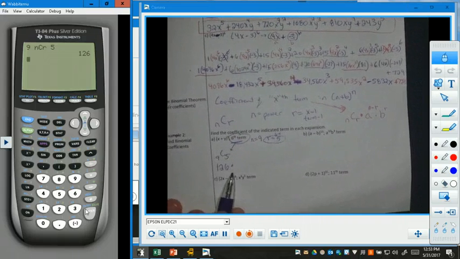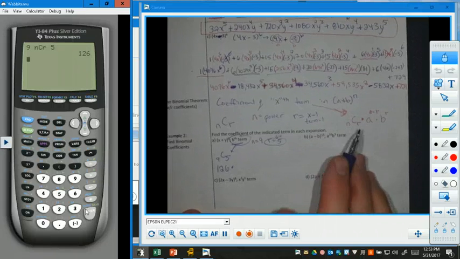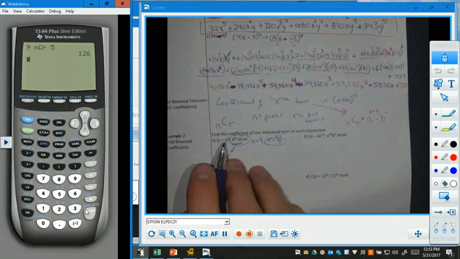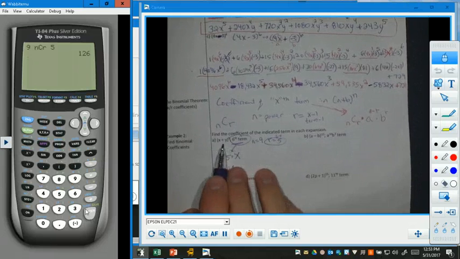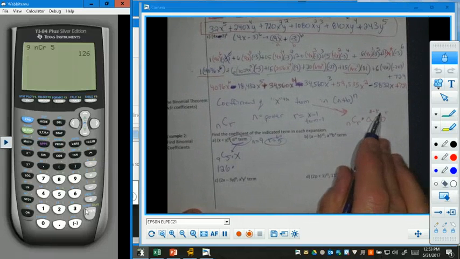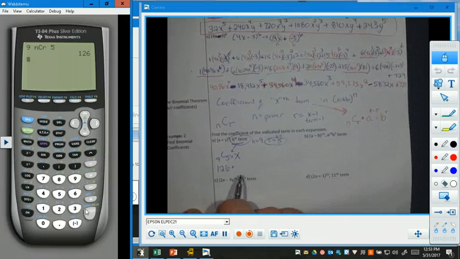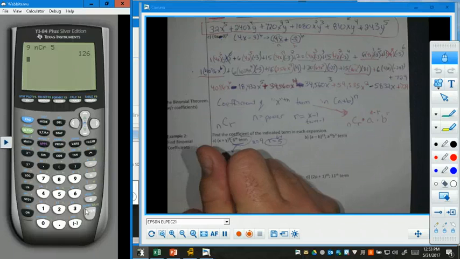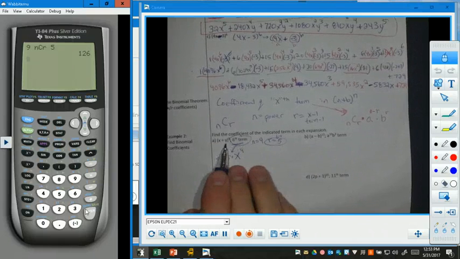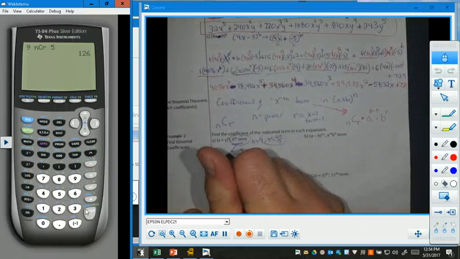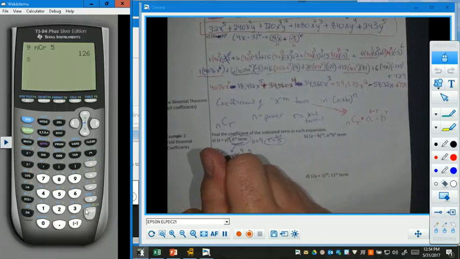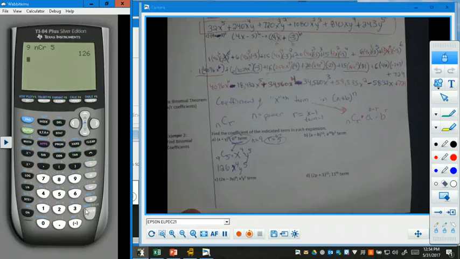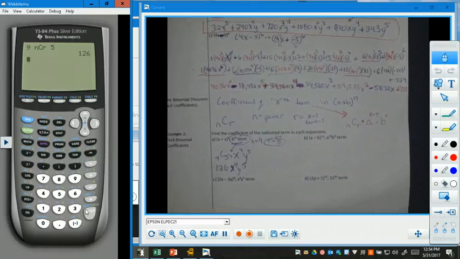Now we're not done, but we're getting close. Times a, well in this case a is x, times x to the 9 minus 5, which is going to be 4, and b to the 5, so y to the 5th. So we have 126 x to the 4th y to the 5th is what I get for this.